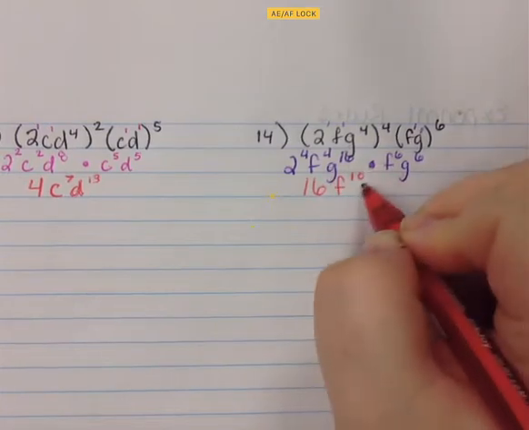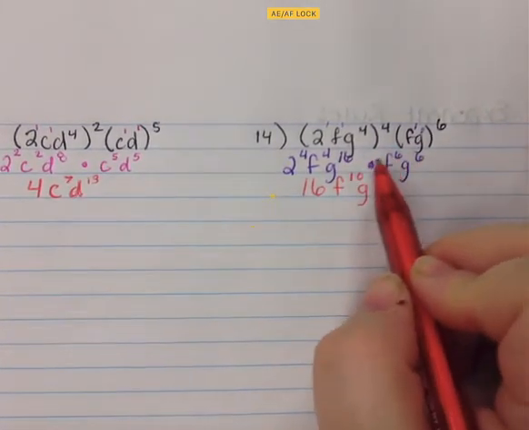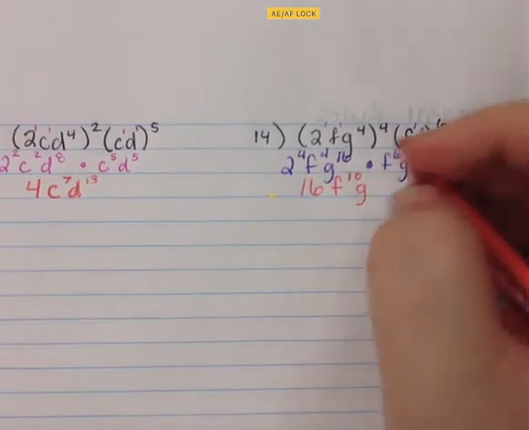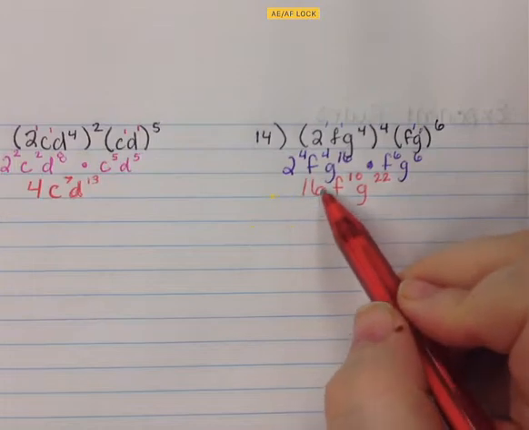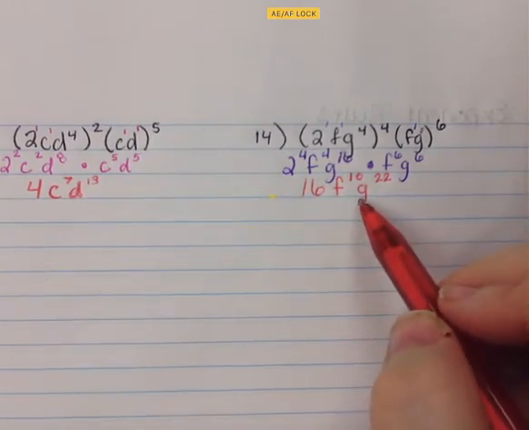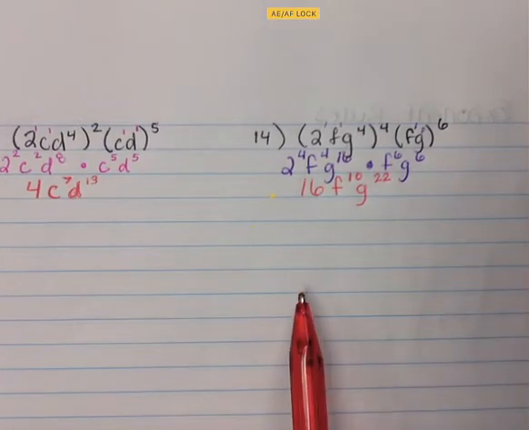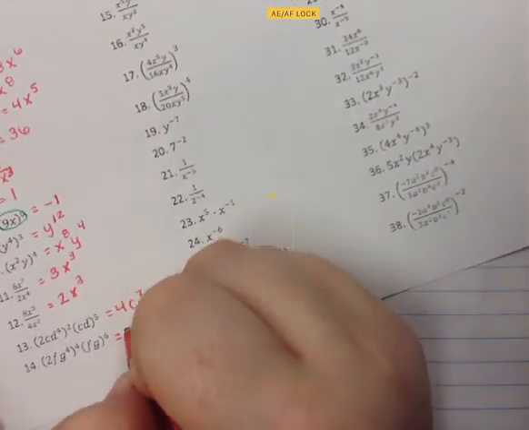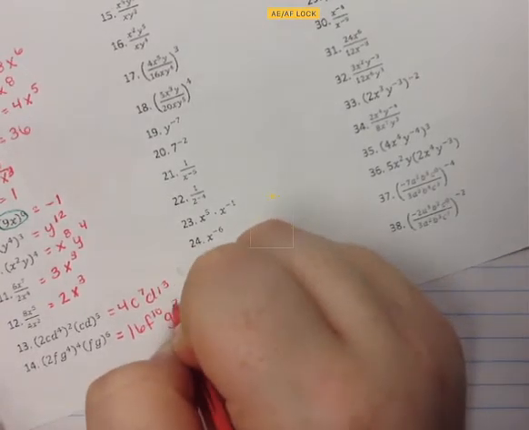Then we have a base of g. Since we have 2 of them, we have to add the exponents. So 16 plus 6 is 22. Now, we have no number with an exponent because it's just 16. We have one letter f and one letter g written. So then that would be our answer. So on number 14, I'm going to write 16 f to the 10, g to the 22nd.